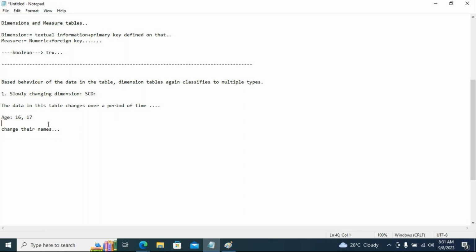Okay, so if the table is supposed to change the name, those will be slowly changing dimensions. One more thing: in slowly changing dimensions there are n number of types. Let's discuss them one by one. There are three important types we have.